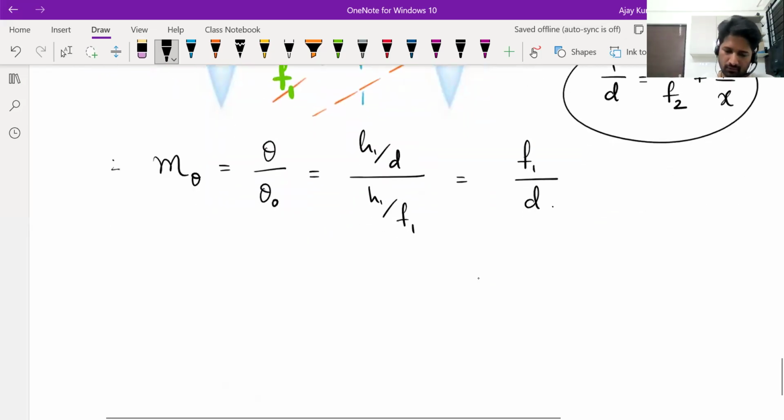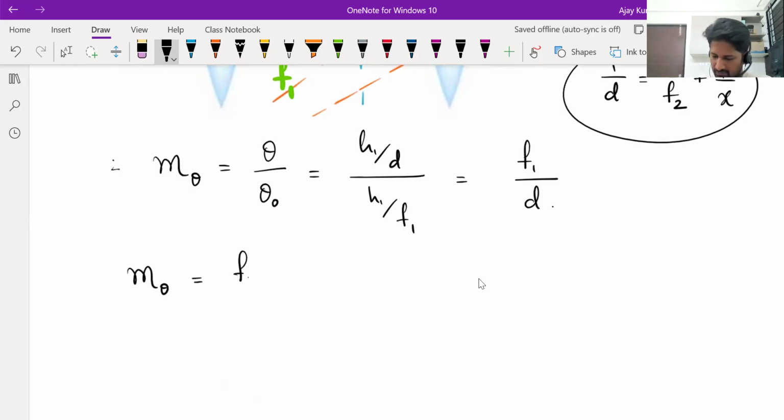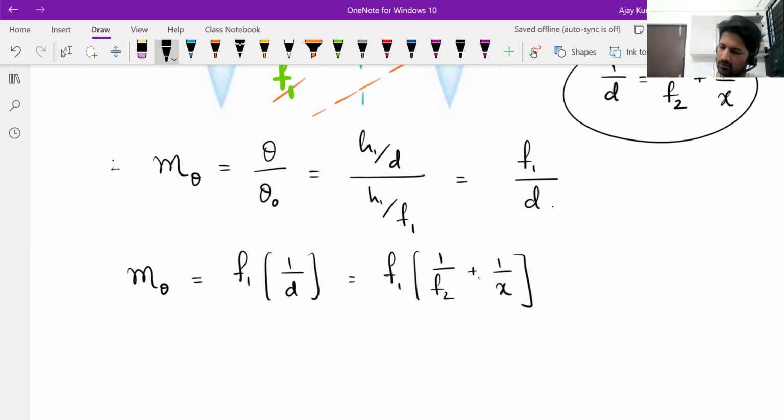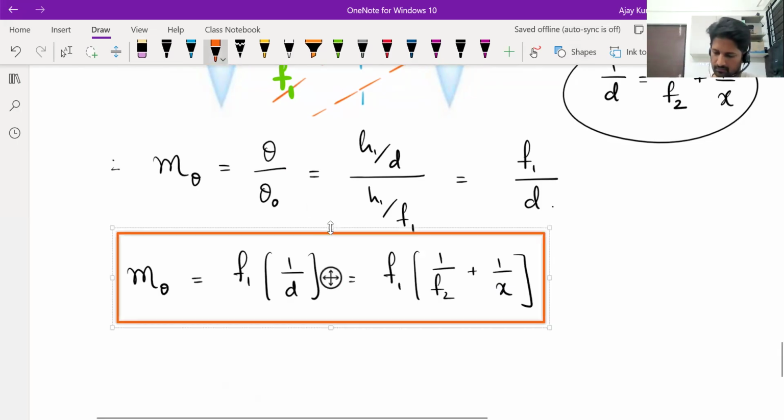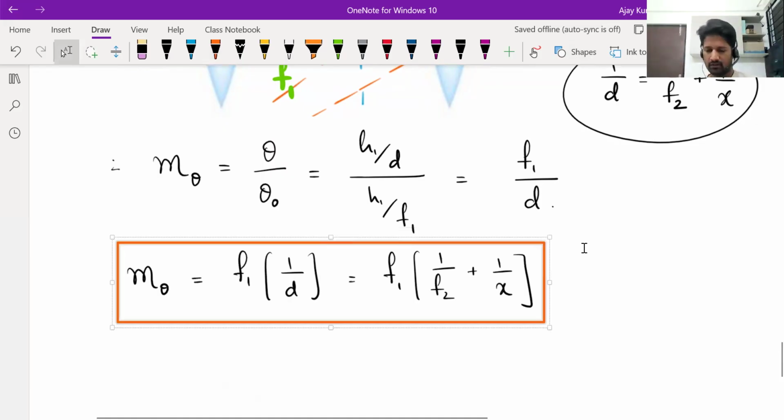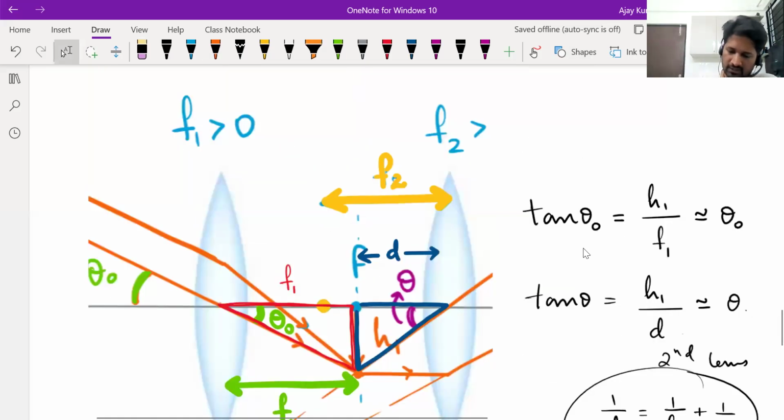Therefore, if you go to the angular magnification formula, it is f1 divided by d. I can take it as f1 into 1 by d. Basically, it becomes f1 into (1 by f2 plus 1 by x). This is the actual formula for magnification by a telescope. f1 is the focal length of the first lens. f2 is the focal length of the second lens.